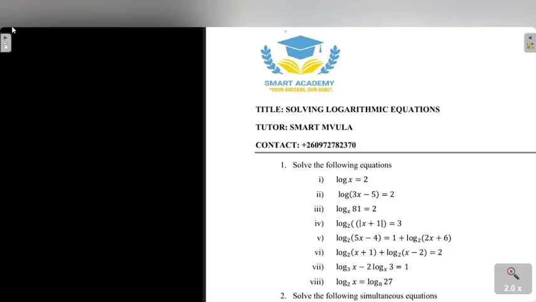So we have question number 1, which is saying solve the following equations. We have part 1. Part 1 we have log of x equals 2. So we are solving for the value of x. Remember that whenever the base is not indicated, meaning that the base for that logarithmic equation, it is a 10. So for this function we have log of x base 10. This is equal to 2. So this is a single logarithmic equation that we have.